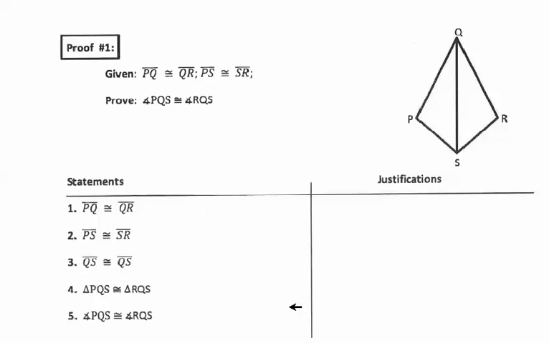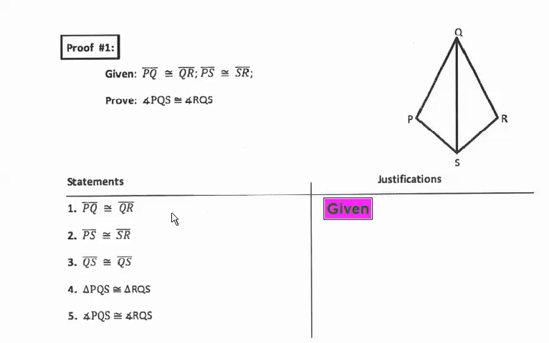Hey guys, here's a quick little video to help you with that first proof, just to help you get started. Obviously you're looking at your picture, you've got your given, so hopefully you'll start with that. So PQ is congruent to QR simply because it's given. And I highly recommend that if the picture's not already marked, that you actually mark your picture.